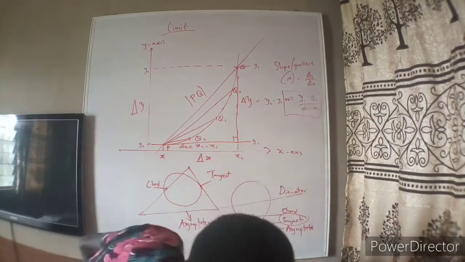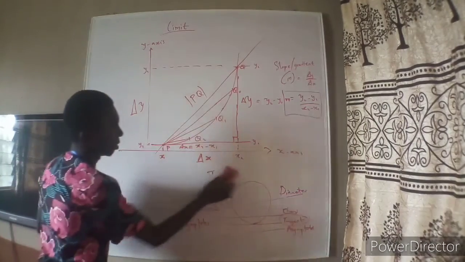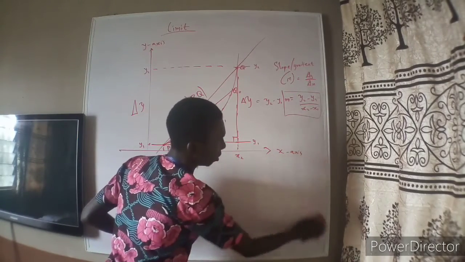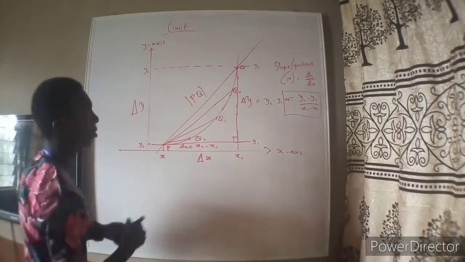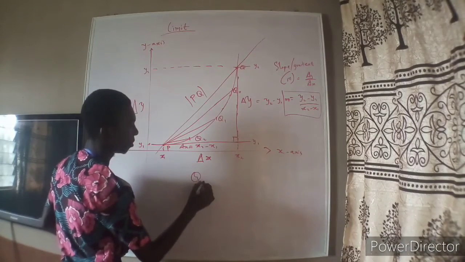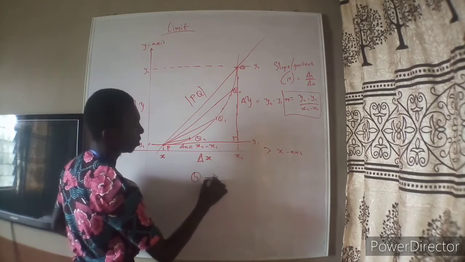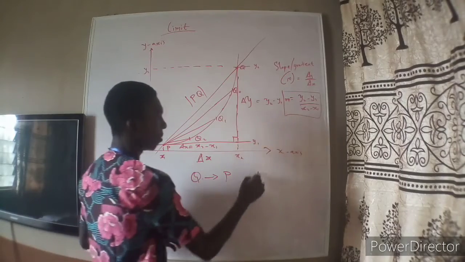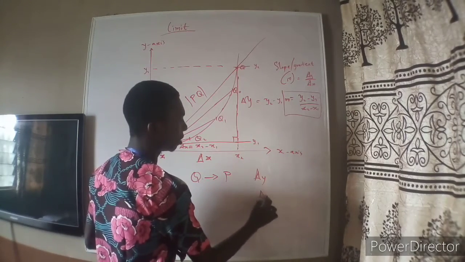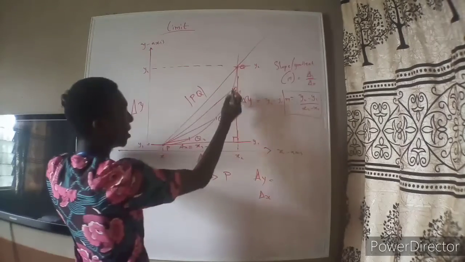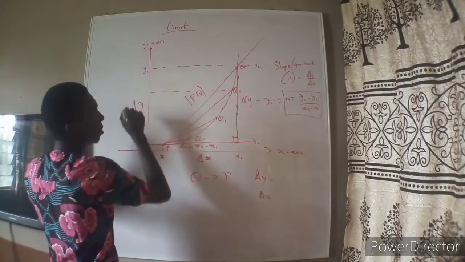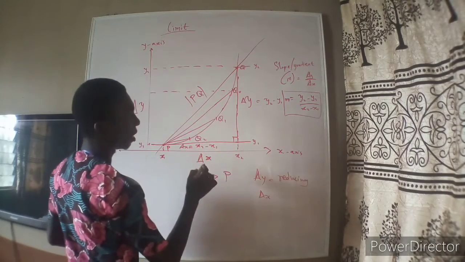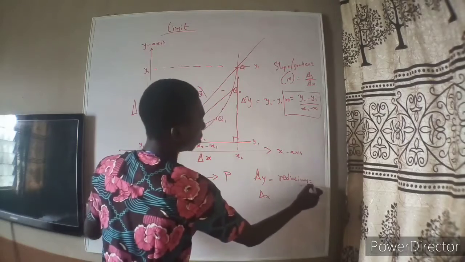So the question now is, I'm beginning to introduce limits to this thing. So as Q approaches P, what happens to my change in Y and my change in X? Now, at Q naught, what happens to my change in Y? My change in Y is reducing, right? At the same time, it is also approaching Y1.